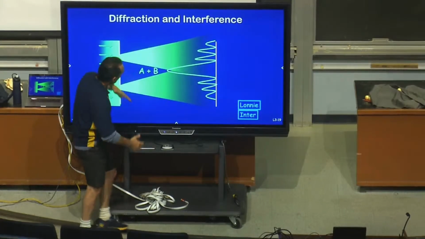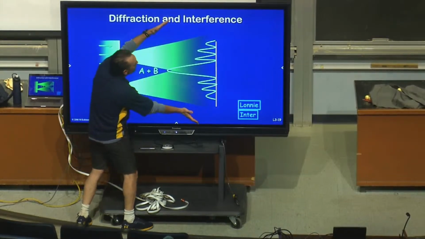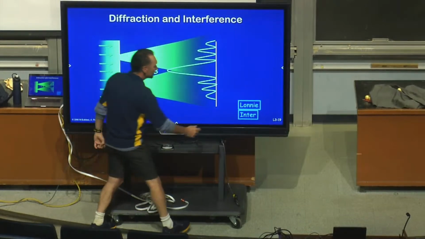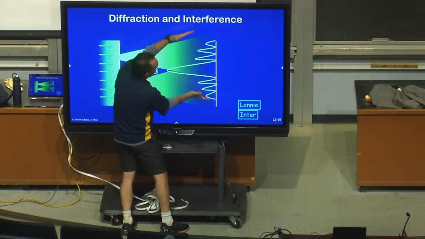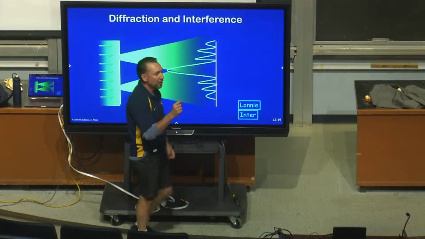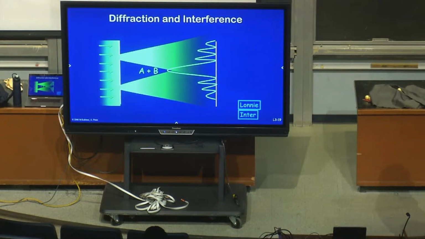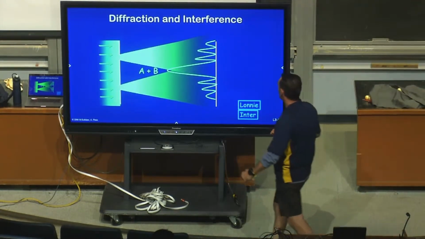So why does it do that? Well, we understand constructive and destructive. Why is it very intense in the middle and then goes out and gets dimmer? Well, the light is still diffusing. It's still diffracting, so there's a diffraction effect where it's just spreading out. And then there's what you call an interference effect. The waves are interfering with each other, giving you constructive or destructive interference.